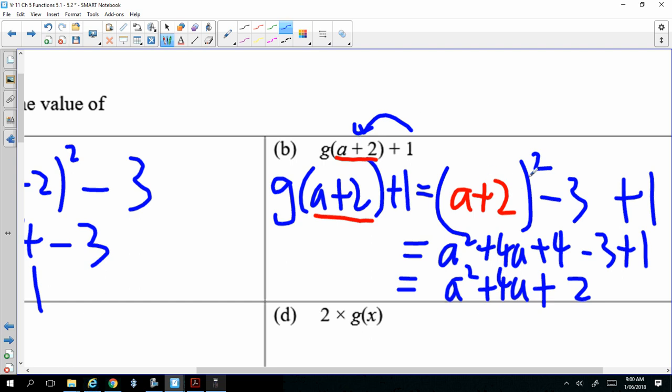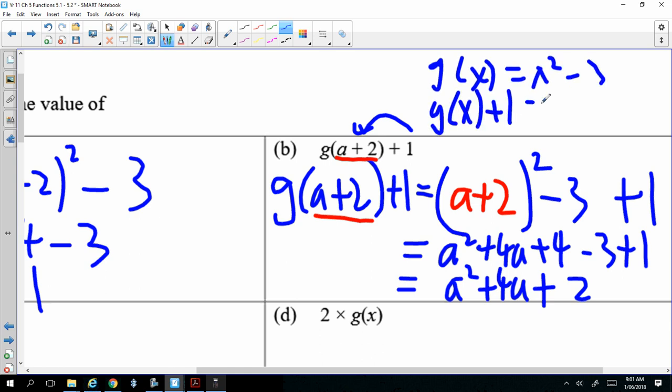All right, try the next one. They look the same. Well, plus 1 here, so I'll put another plus 1 there. So you see g of x equals x squared minus 3. So if I add a 1, I also add a 1 on the right. So yeah, it's not included in the brackets. All right, good. Try the next one.